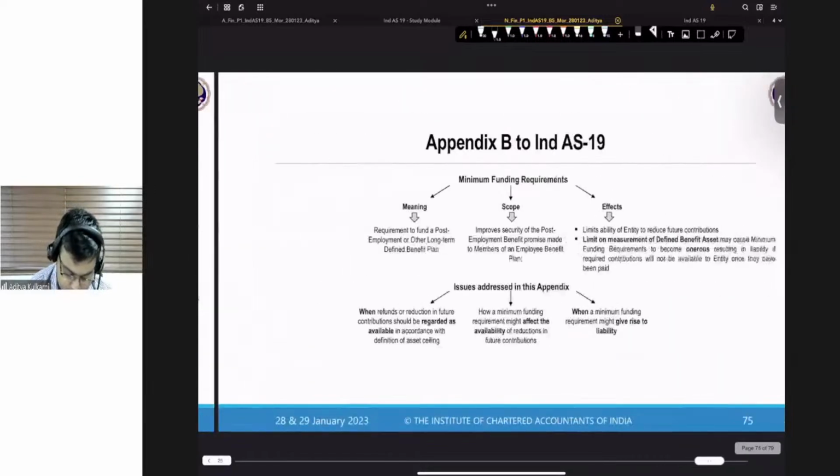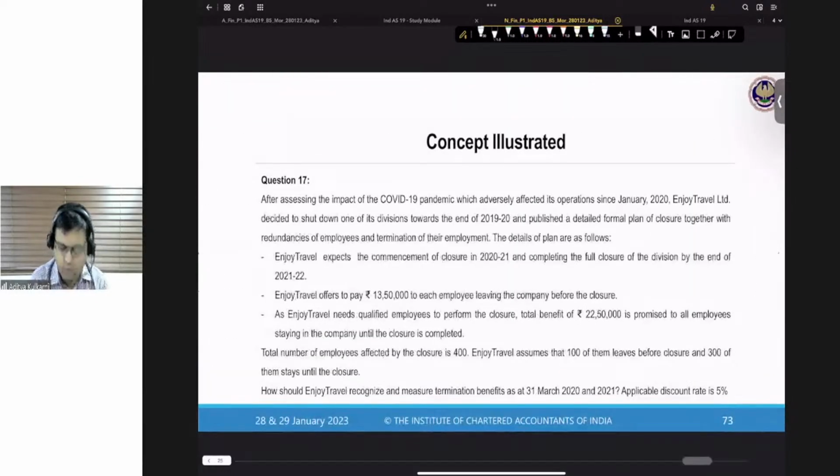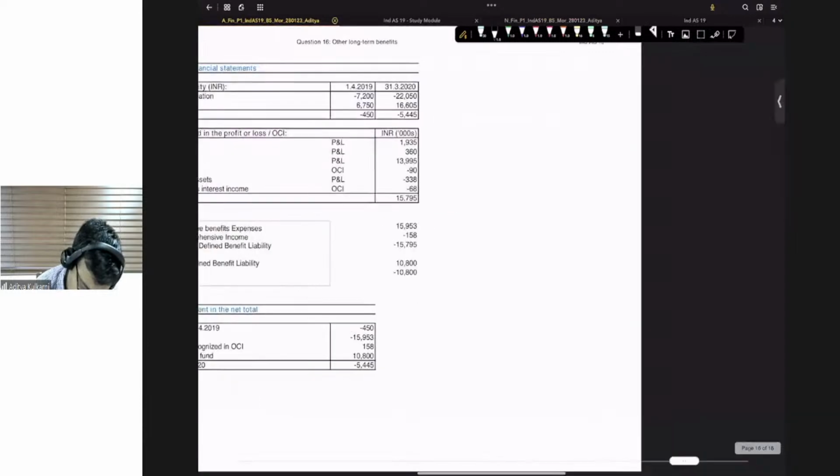So this is one last question. This question is not in our study module, I have just incorporated it. So we will just pull out this question and then we end the standard. Okay, after assessing the impact, one second, I'll open the question.